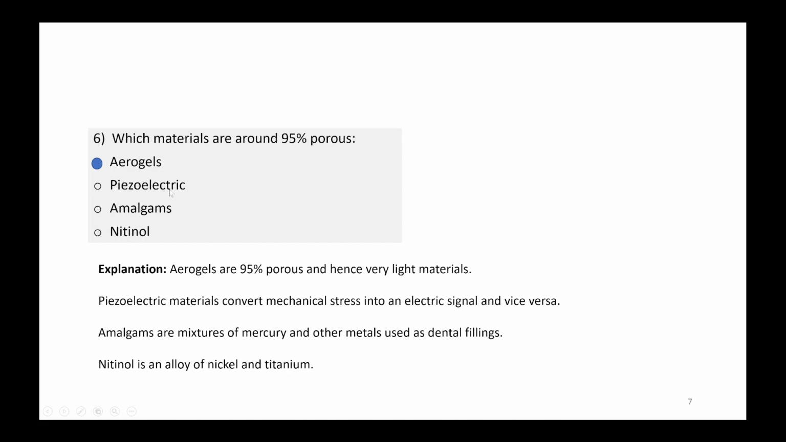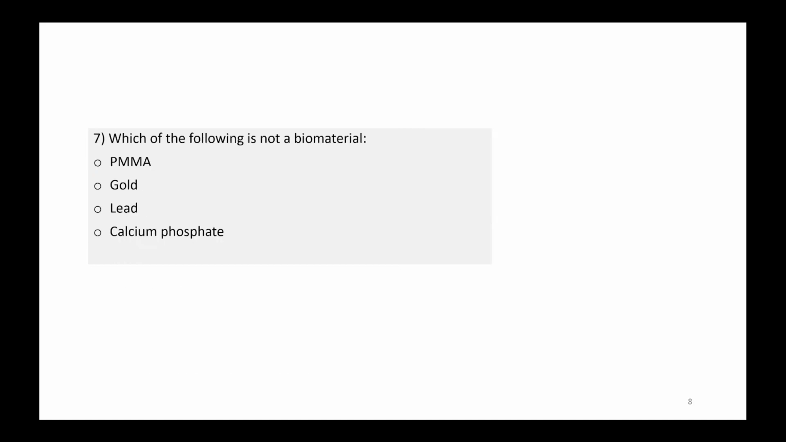And in case of the others, piezoelectric materials are smart materials which convert mechanical stress into an electric signal and vice versa. And amalgams are mixtures of mercury and other metals used as dental fillings. And nitinol is also an alloy of nickel and titanium. So the correct answer is aerogels.